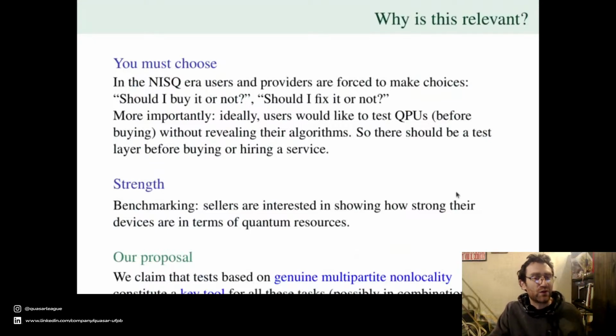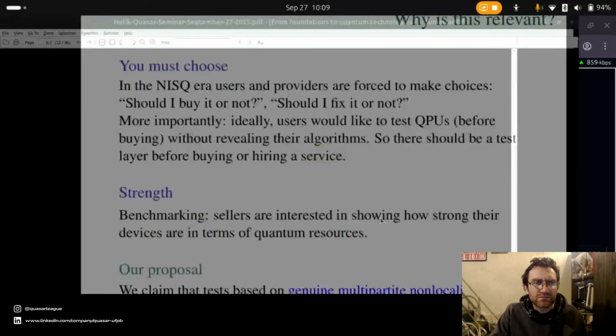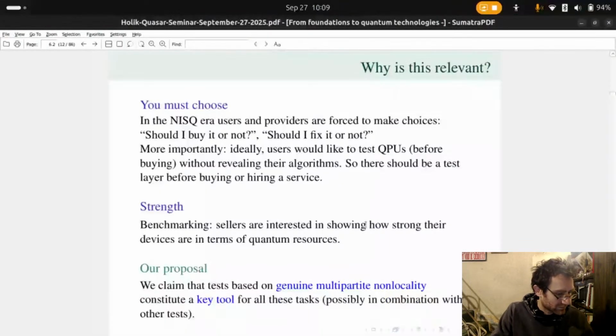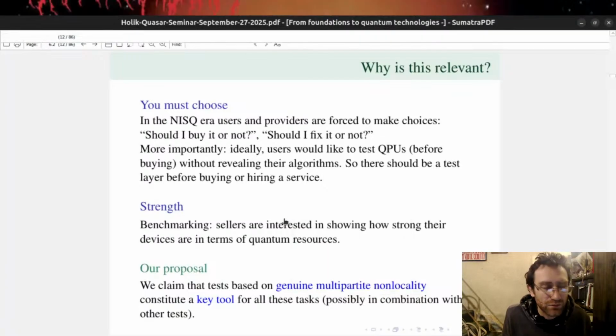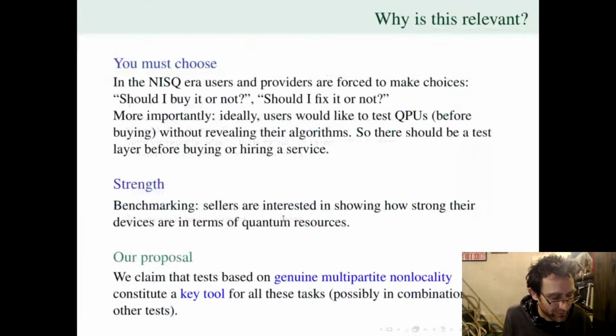I think that somebody has an open microphone. Okay, I will go on, but there's somebody with a microphone.